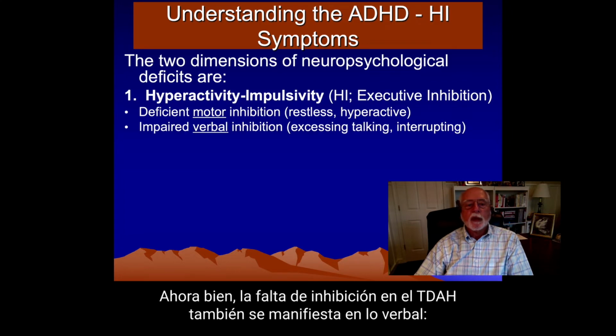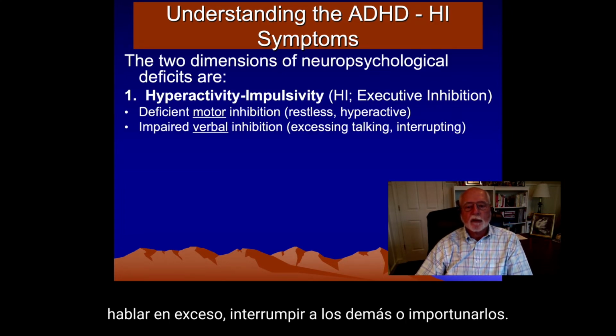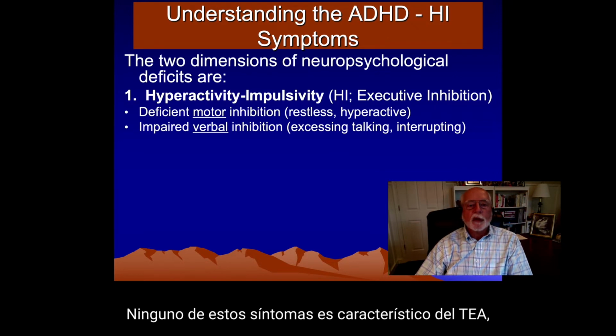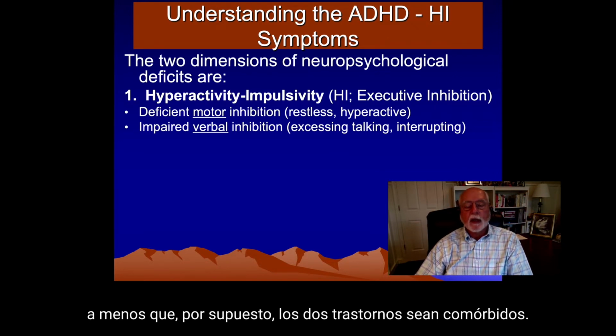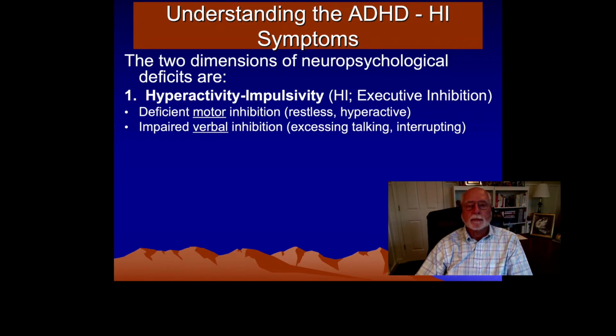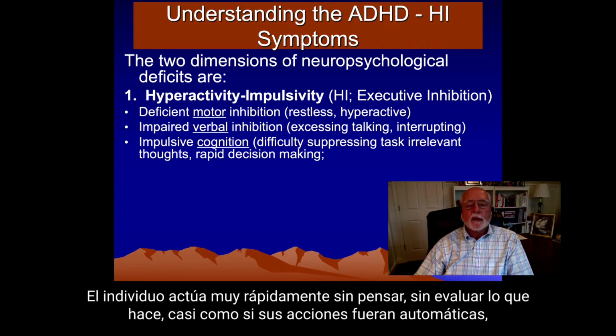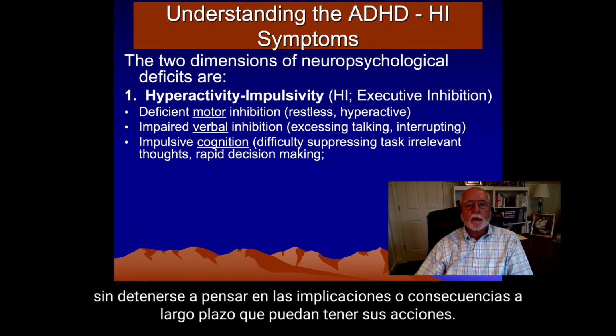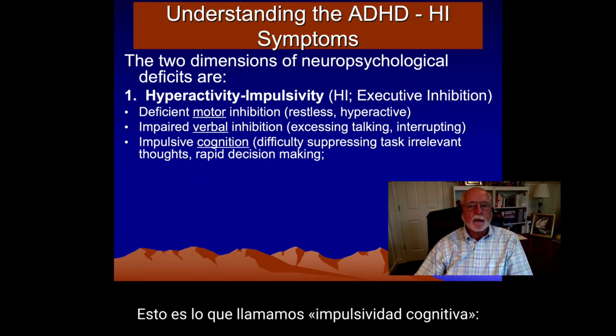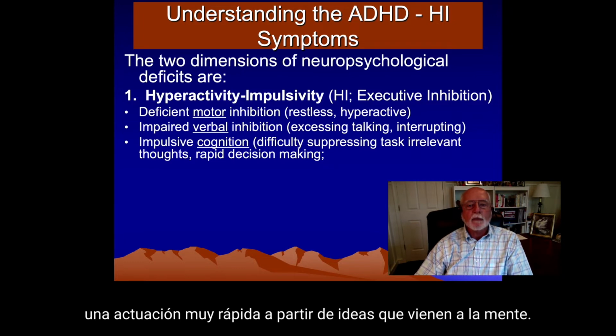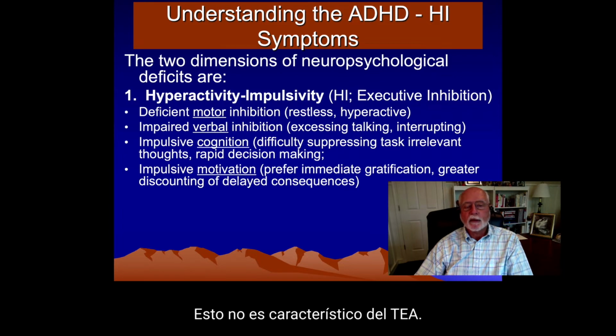Now, ADHD's problem with inhibition is also characterized by verbal disinhibition, such as excessive talking, interrupting of others, or intruding on others. Neither of these symptoms is thought to be traditionally characteristic of ASD, unless, of course, the two disorders are comorbid. Now, in addition, ADHD shows a problem with cognitive impulsiveness. The individual is acting very quickly without thinking, making decisions about their actions almost as if they were automatically determined. The person is not stopping to think through the longer term implications or consequences of their actions. And we refer to this as a cognitive impulsivity, acting very quickly on ideas that come to mind. This is not characteristic of ASD.